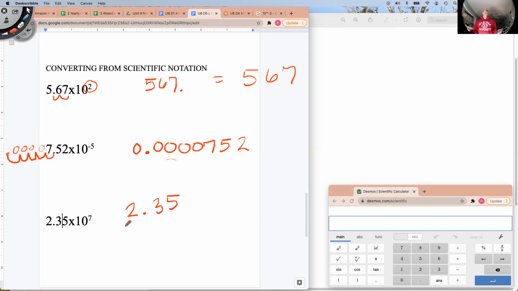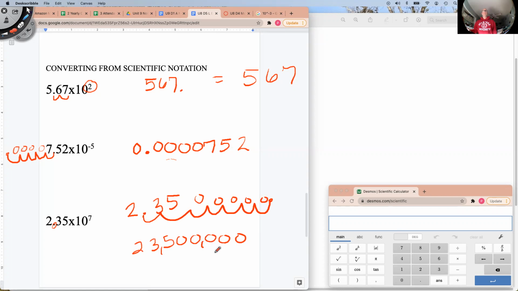2.35. And now I need to move this decimal place 7 times, making this a really big number. 1, 2, 3, 4, 5, 6, 7. The new decimal place is going to go there. I fill all these little hoops in with zeros. It's kind of messy, but we get the gist. So now our new number is 235 followed by 5 zeros. The new decimal place is right there. 1, 2, 3, comma, 1, 2, 3, comma. Our answer would be 23 million. This is how we work on scientific notation.